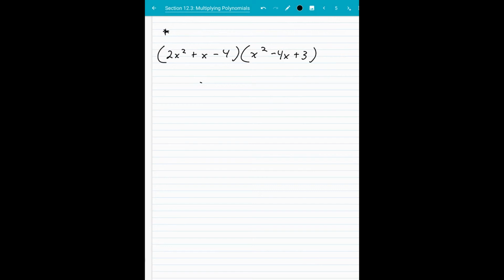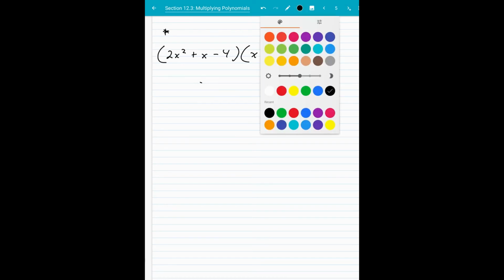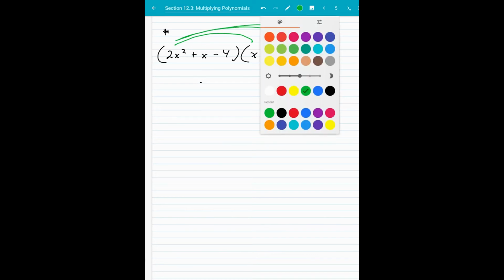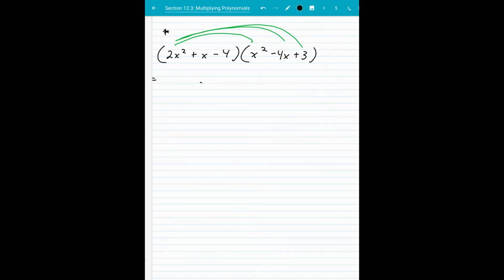We're going to have to distribute, remember we have to distribute the first term to everything on the right side, then the second term to everything on the right side. In this case, we have a first term that has to be distributed to everything on the right side. Distribute it to everything right there. So for those three numbers, it becomes 2x to the fourth for the first one, minus 8x squared, plus 6x squared. So that's for the first one.